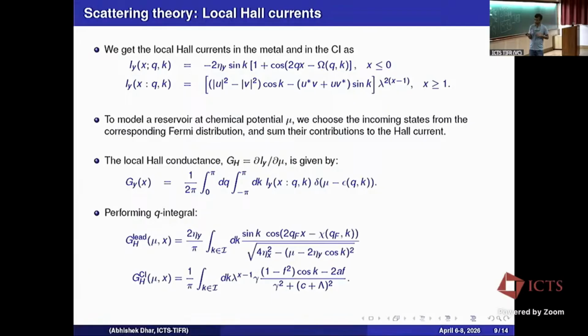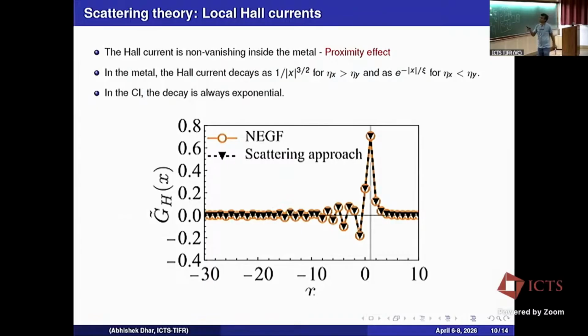Now what is interesting is that if you plot this, you find there's a Hall current even in the metal. Even though this is the Chern insulator, and you expect a Hall conductance inside it, somehow this induces a Hall current even in the metal. This Hall current decays as a power law in the metal, and in the insulator it decays exponentially. This is what we call the proximity effect. The Chern insulator induces a Hall current in the metal.